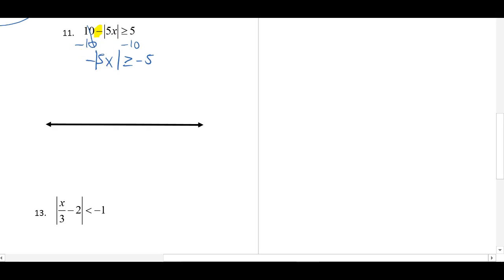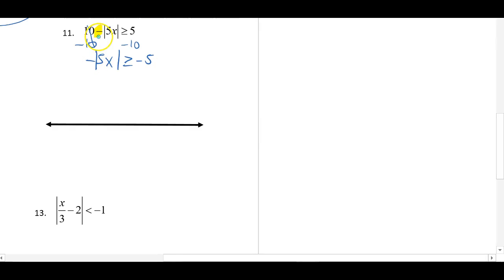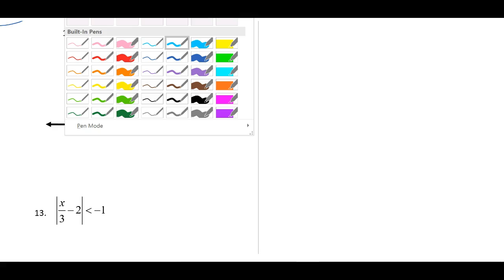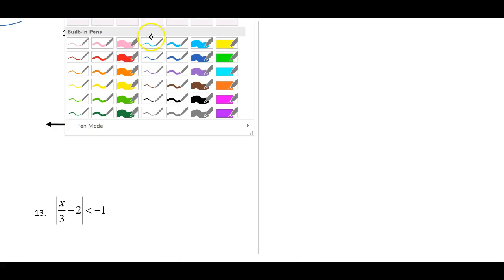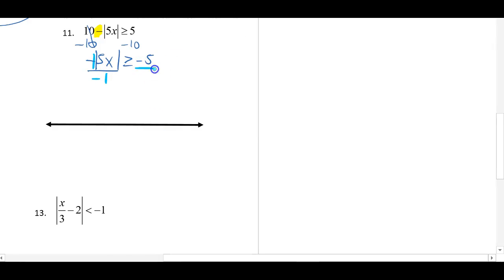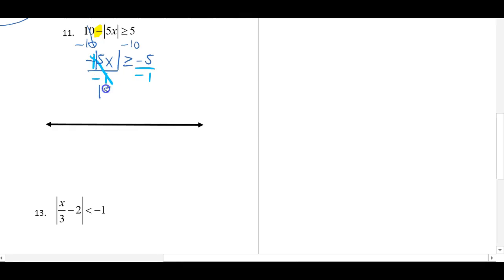But then I still need to get rid of this negative that's in front of the absolute value. That's right here. If there's a negative 1 there, then I need to get rid of it. So to get rid of it, I divide by that negative 1. Let's do that in a different color. Divide negative 1 here and there. Those negative 1s cancel out. And now I have absolute value of 5x. And over here, negative 5 divided by negative 1 is positive 5.